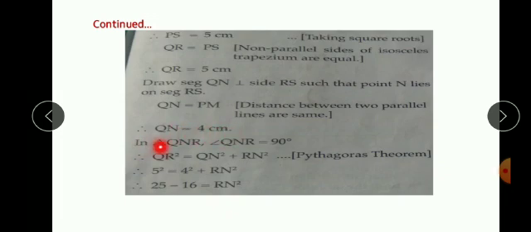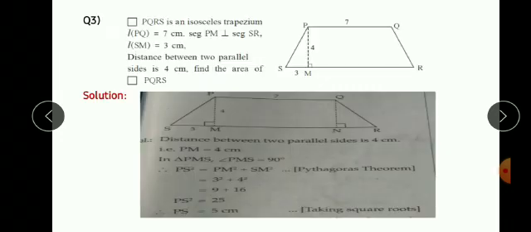Okay. In triangle QNR, angle QNR is 90 degrees. See in the figure, in triangle QNR, angle QNR is 90 degrees. One angle is 90 degrees. And QN just now we know it is 4 centimeter. And also PS and QR they are equal. Means these two sides are given. So we can find NR. So in this way, QN is 4 centimeter.